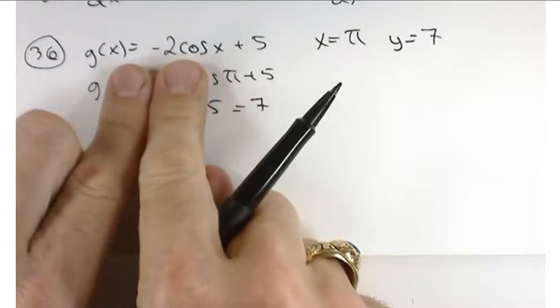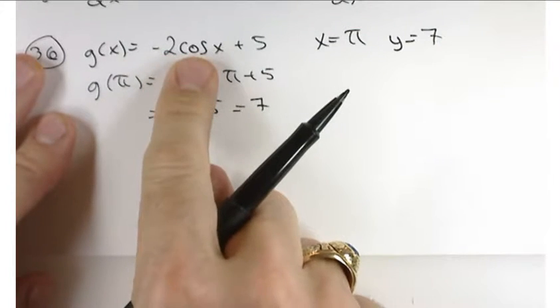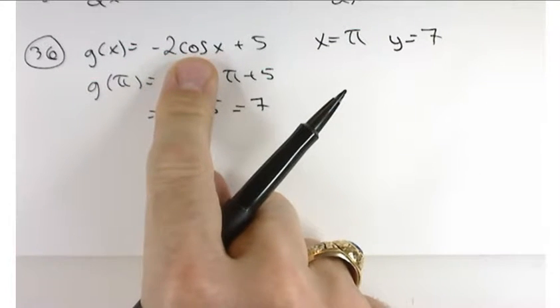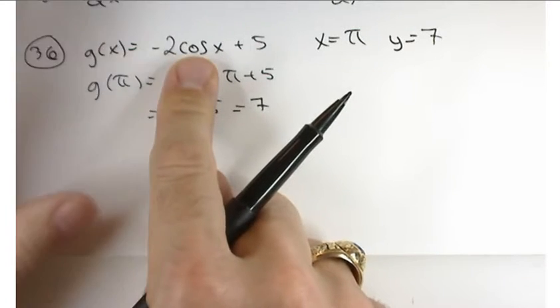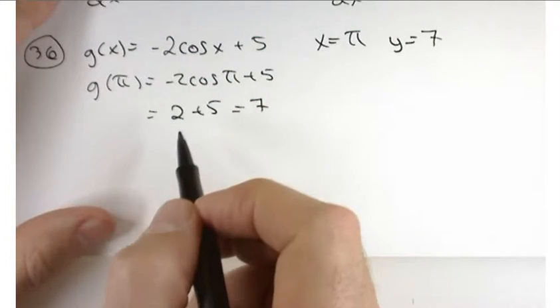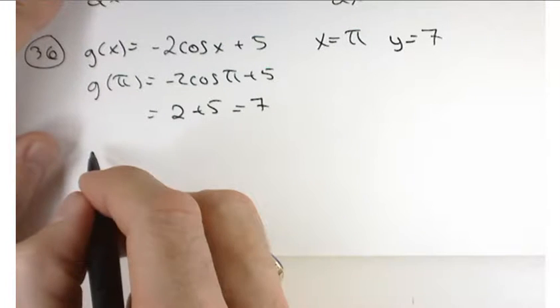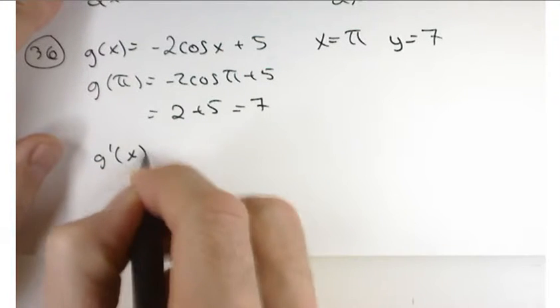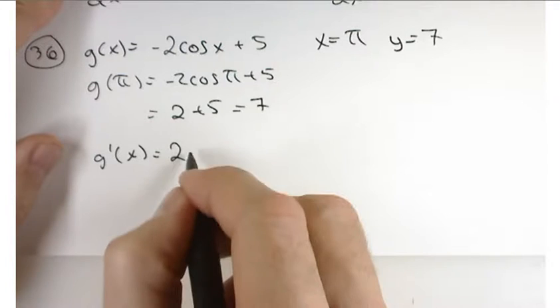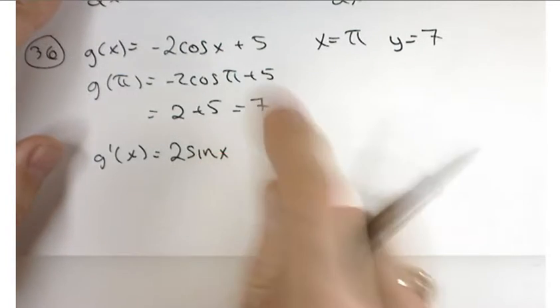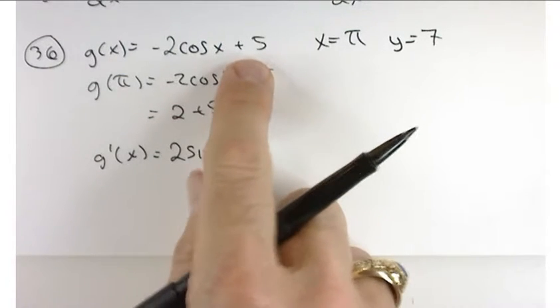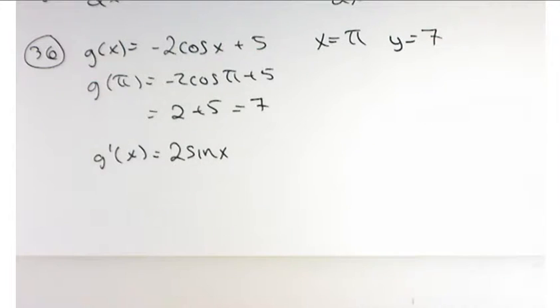Go back up to the function. Derivative of cosine is, all at once, negative sine. Good job. Negative sine times negative 2 is going to give me a positive 2. So g prime of x is going to be 2 sine of x. What's the derivative of the 5 here? 0. So we got a pretty friendly derivative.